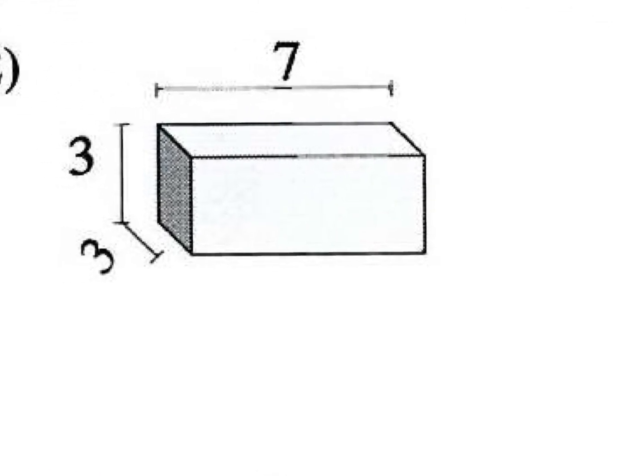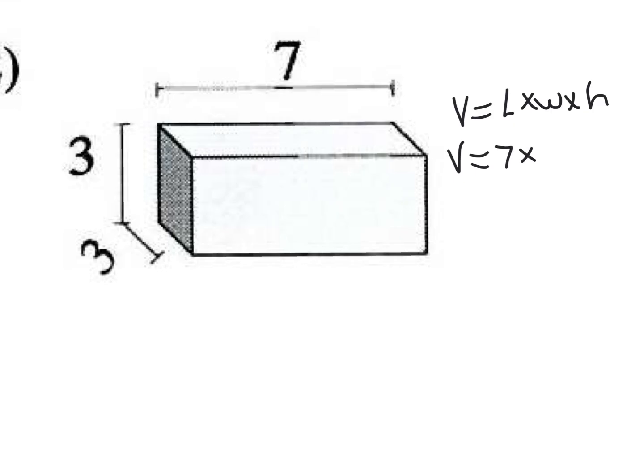Second one, same exact plan. Volume is equal to length times width times height. And so we just plug in 7 for the length. The width from front to back is 3, and the height from bottom to top is also 3. So we take 7 times 3, which is 21, and 21 times 3 is going to give you 63 centimeters cubed. Now, I don't need to show you any more of those because that is exactly what you do for the front and back of the first page. Okay?